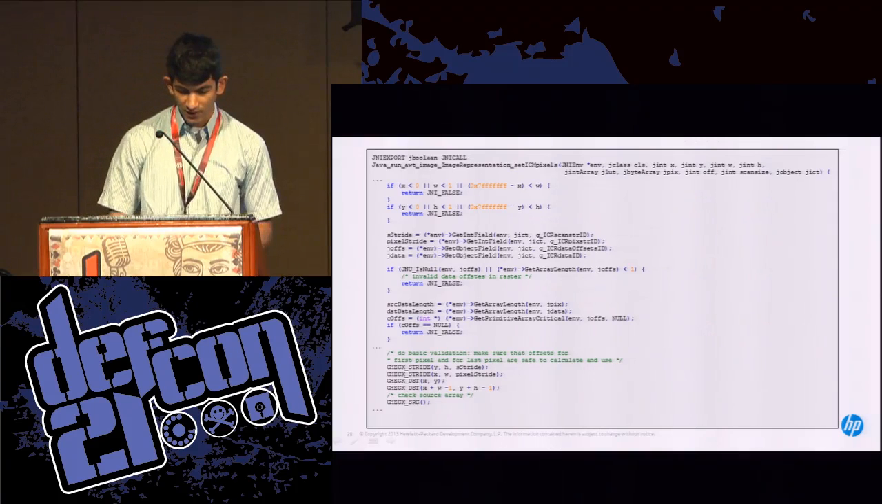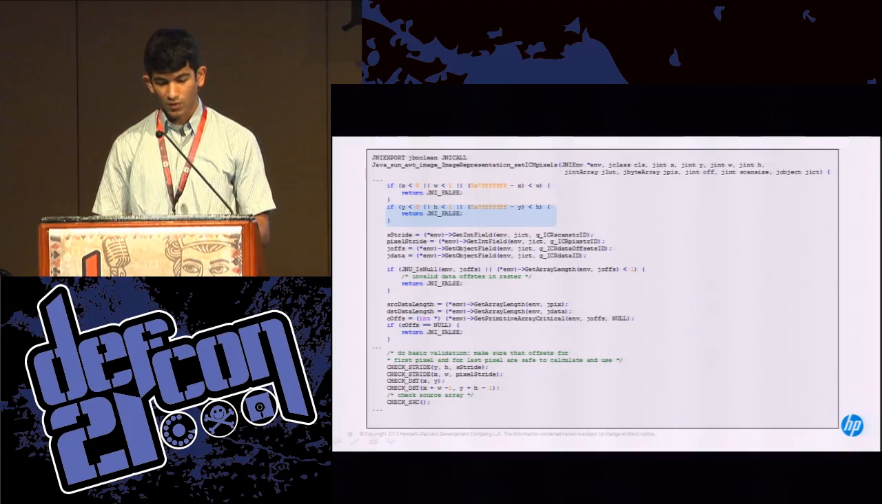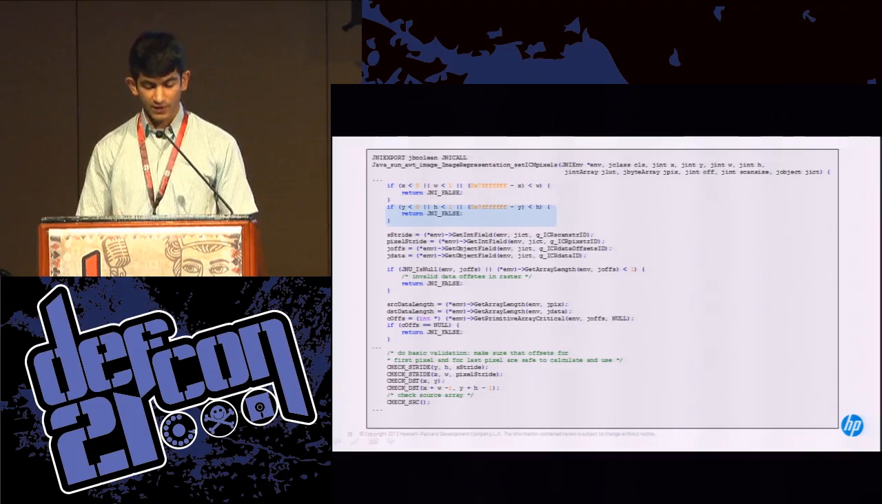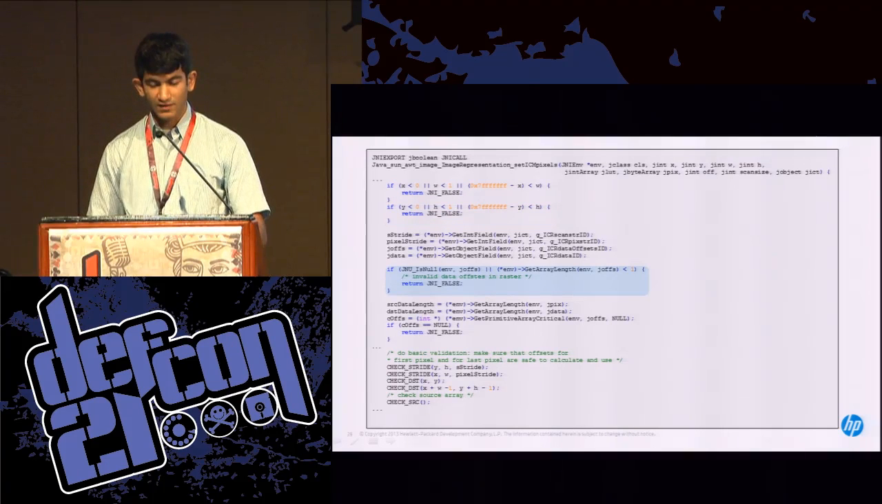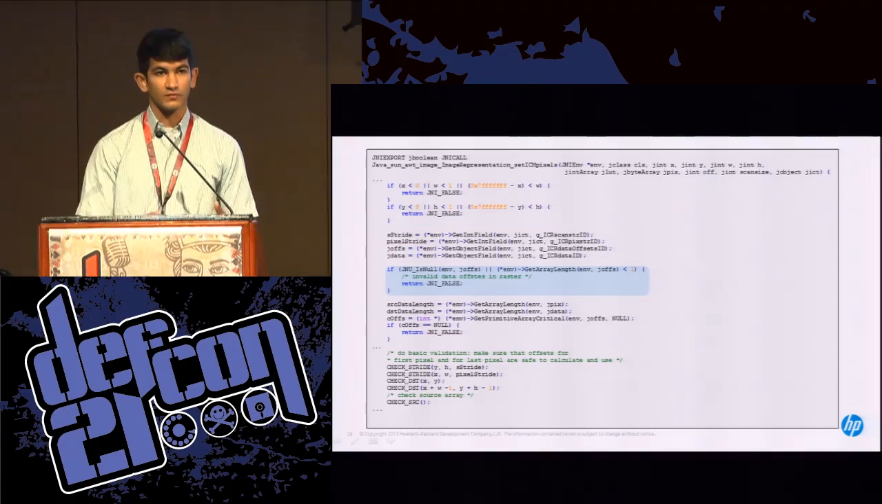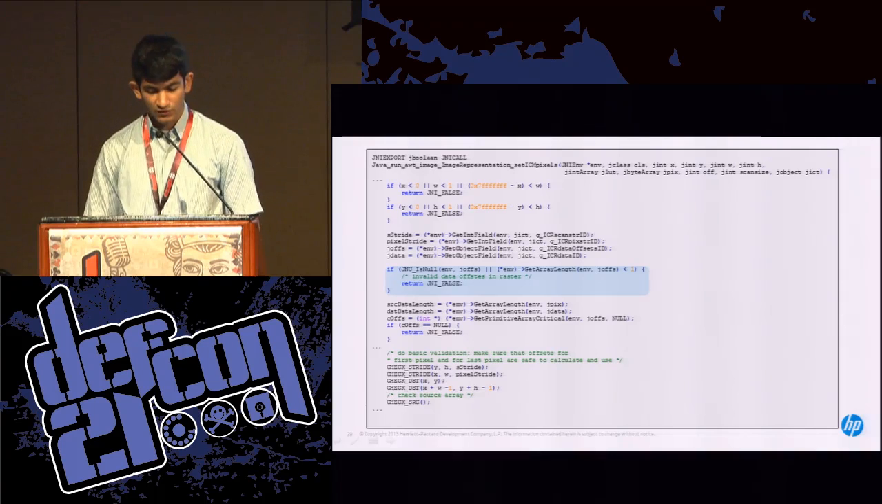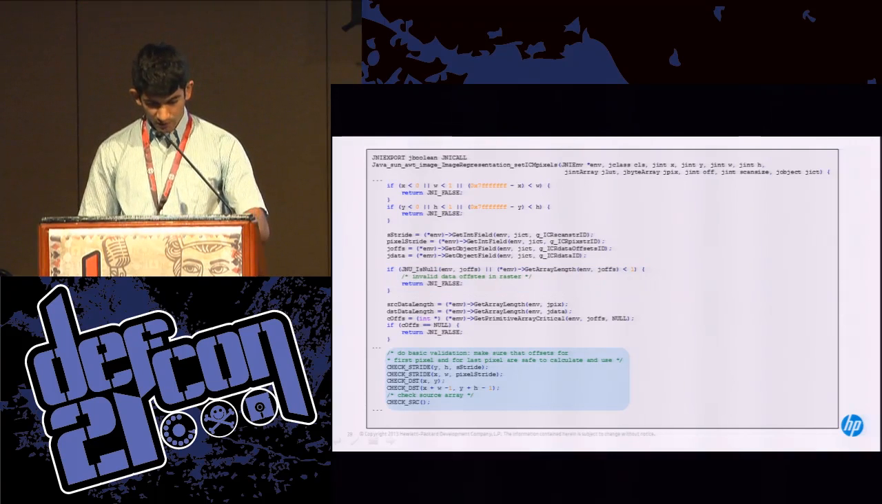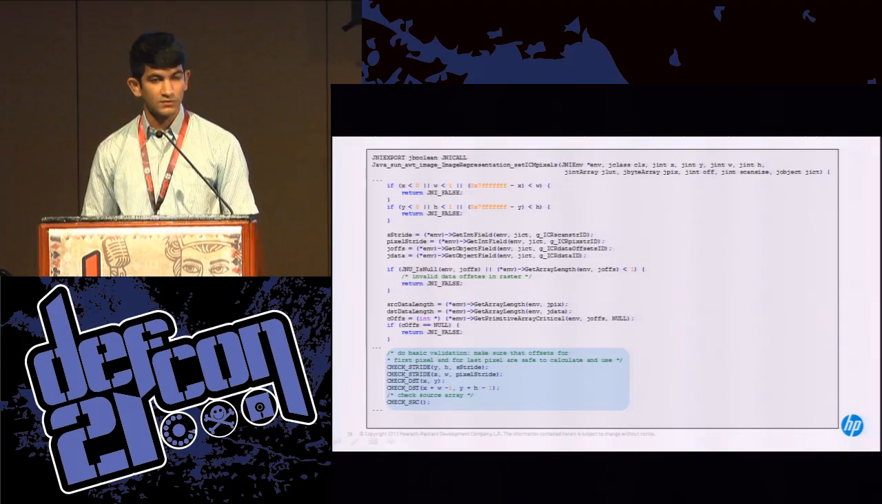And here you can see that now X and W and Y and H are actually being validated, and you can see that the data offsets array is also being checked, just in this case to make sure it's not null. And then here you can see the use of the 3 new macros.